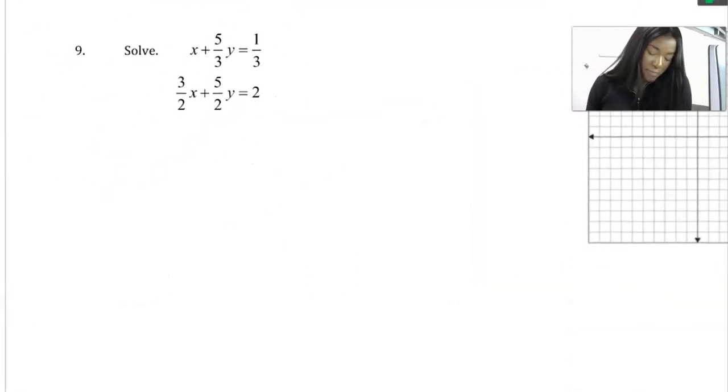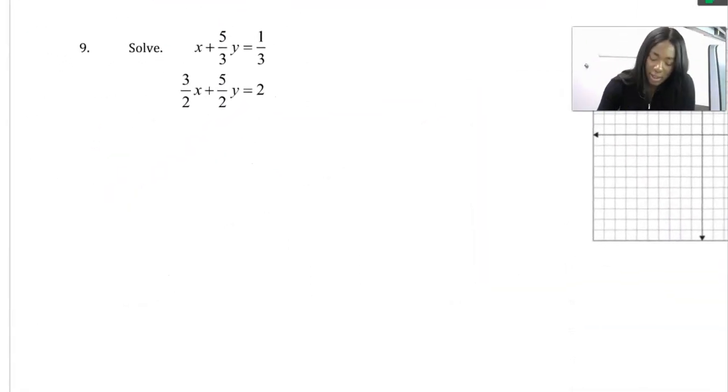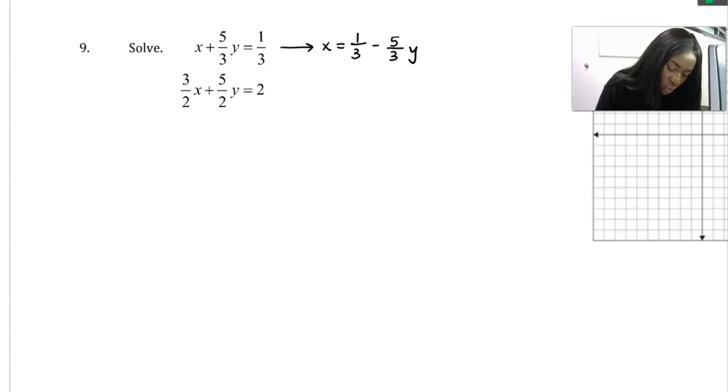I'm going to solve the first equation for x in this example. Hopefully you see it's really easy to solve for this x. Hopefully this also shows you what I mean when I say it's easy to do substitution if one of your variables has a coefficient of 1. So there's a 1 in front of that x, which means all I have to do to solve for x is subtract the 5/3 y over to the other side of the equation. So this gives me that x is equal to 1/3 minus 5/3 y.